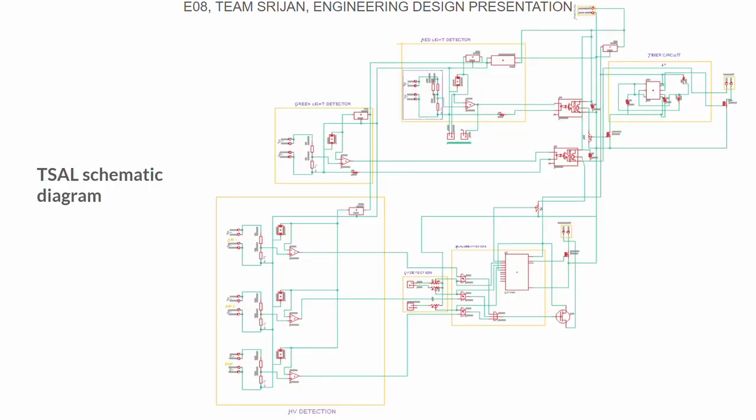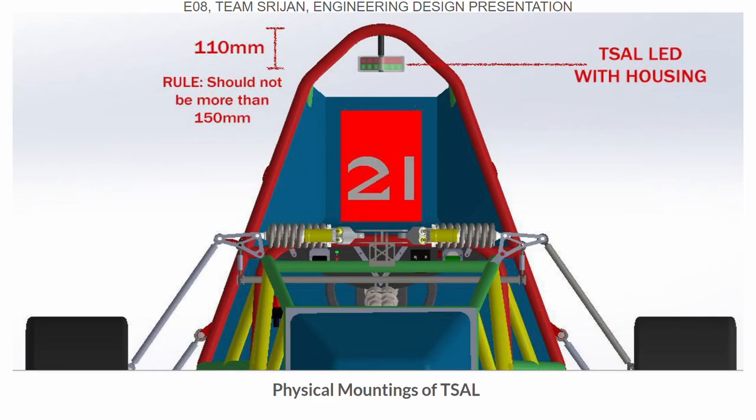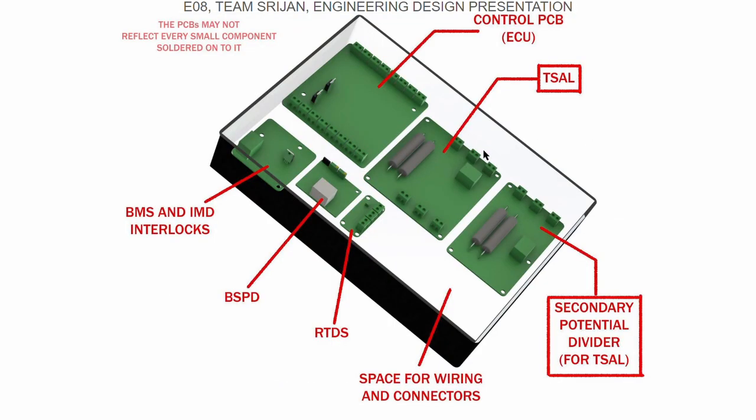Tractive system active light. The vehicle includes a single TSAL that indicates the TS status. It flashes with a frequency of 3.13 Hz to 5 Hz in red color when the TS is active and gives a continuous green illumination when the TS is inactive. This is the TSAL schematic diagram for circuitry of TSAL. This CAD rendering shows the mounting of TSAL LED with housing when green light is mounted in the cockpit. This is a CAD rendering of low voltage casing of our vehicle.